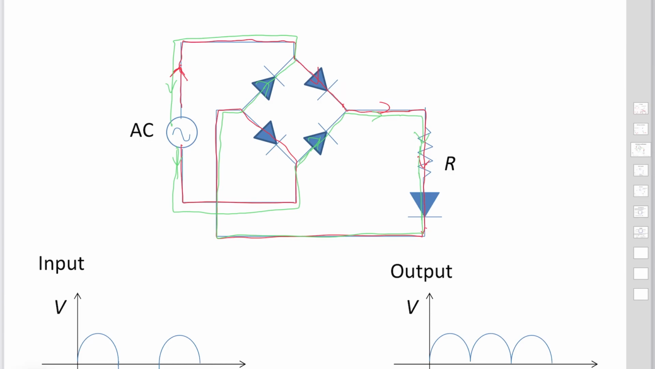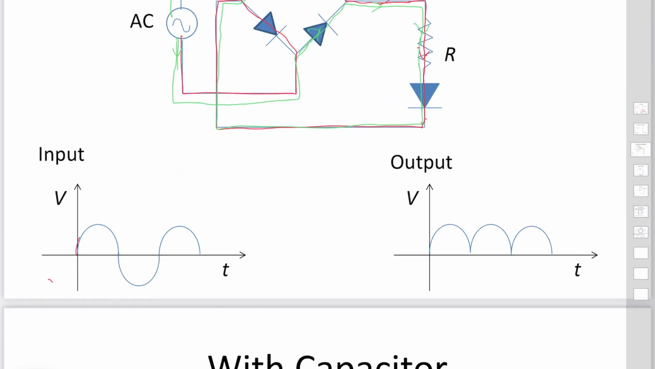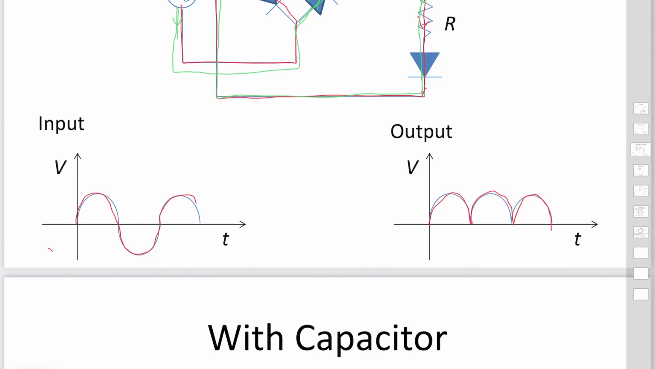If we use 4 combined diodes, input is positive and negative, but output always has positive quantities by combining the 4 diodes. This is full wave rectification. In this situation, sometimes the voltage drops to 0. So at this point, voltage becomes 0.